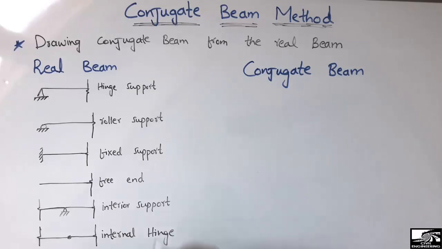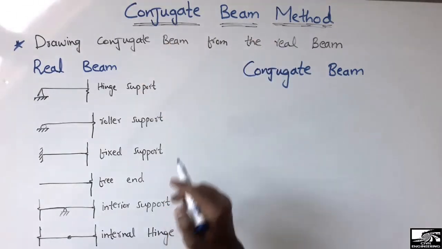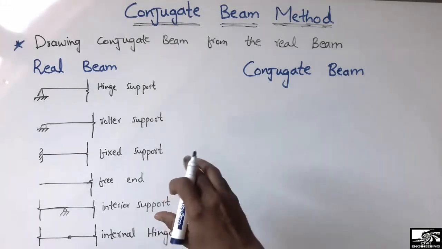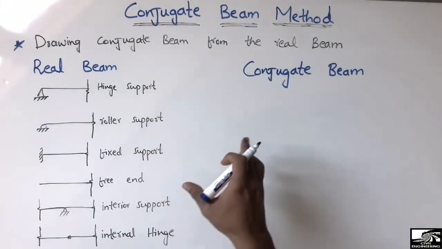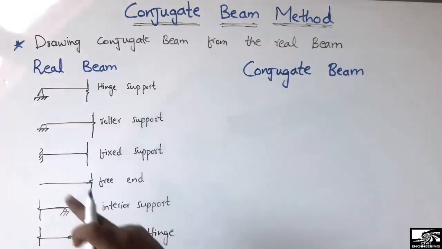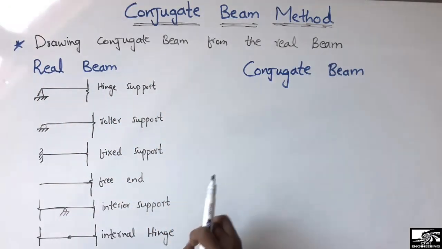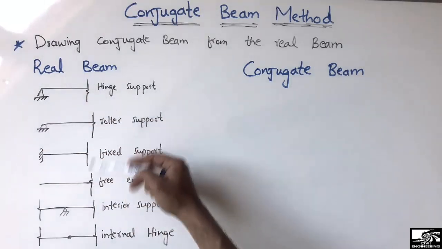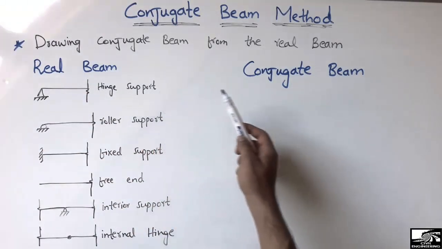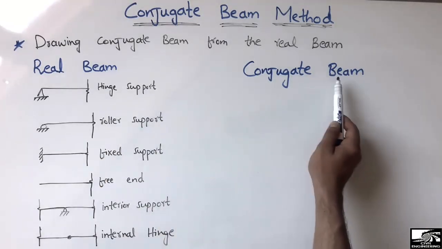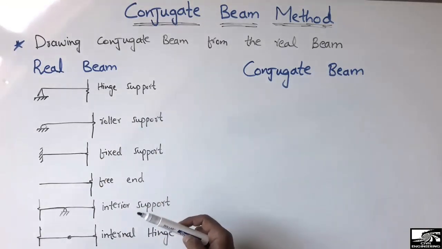Today our topic is about the conjugate beam method. The conjugate beam method is used to find the deflection of beams. So in this lecture we are going to show how we draw the conjugate beam from the real beam. This is our topic today. The real beams are given to us and we want to draw the conjugate beam from the corresponding real beams, because we need the conjugate beam to find the deflection.